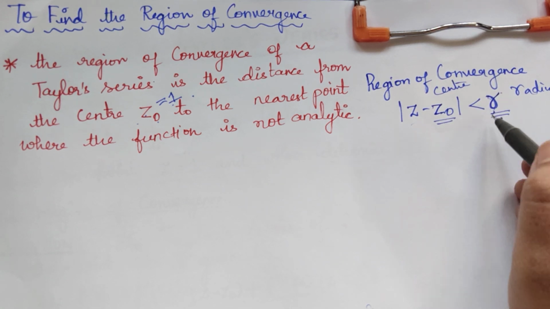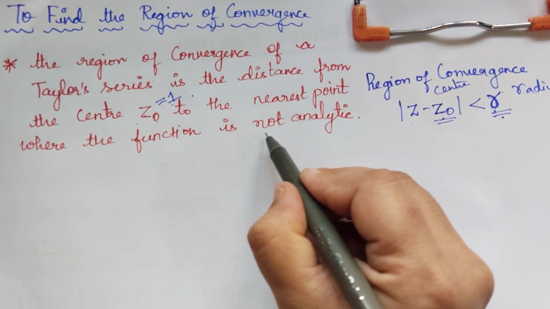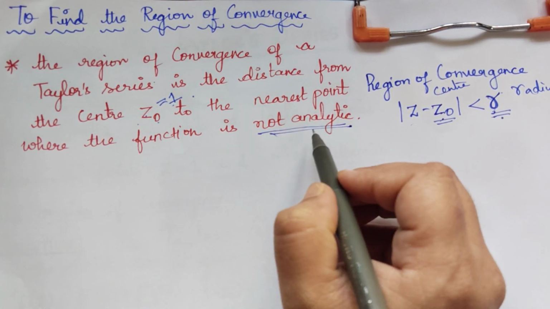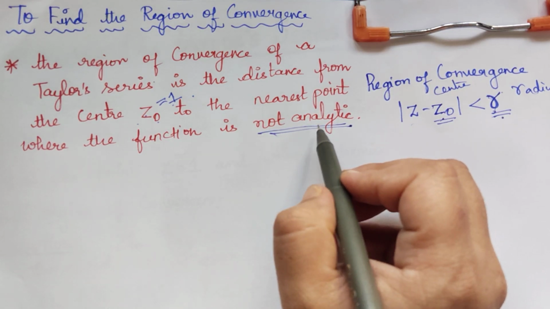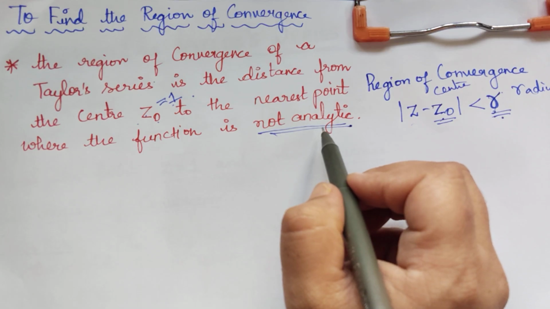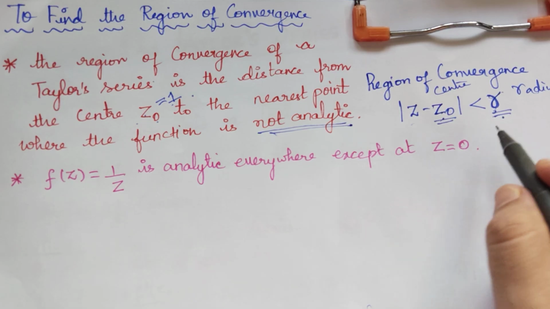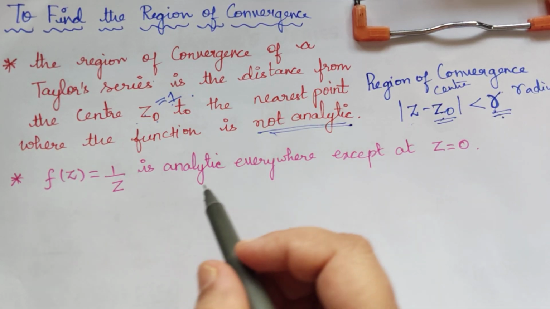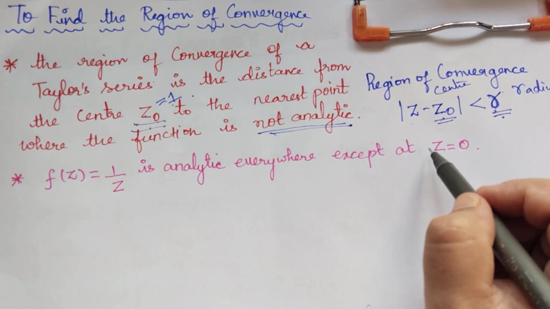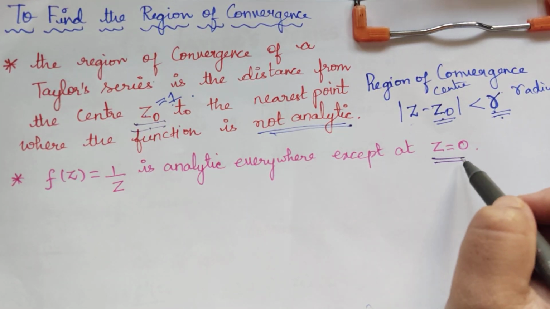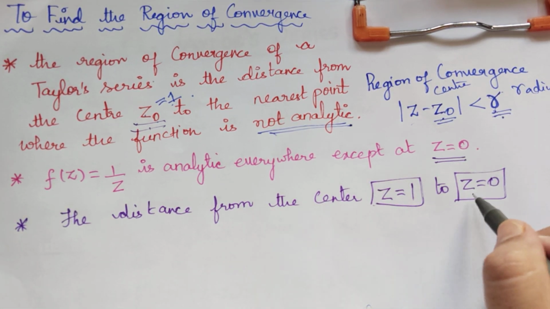So how to find that? It is the distance between z0 and the point where the function is not analytic. We know that the function f of z equal to 1 by z is analytic everywhere except at the point z equal to 0. So at that point it is not analytic. So in order to find the radius r, we have to find the distance from the center 1 to the point where it is not analytic. So how to find the distance?